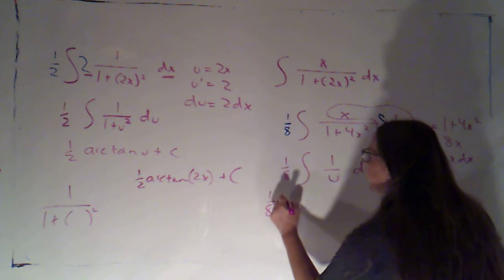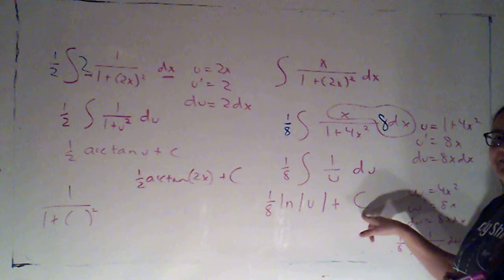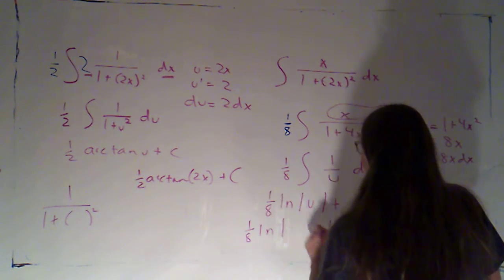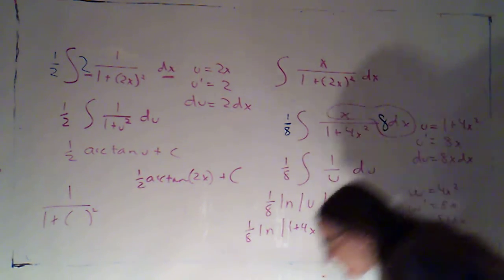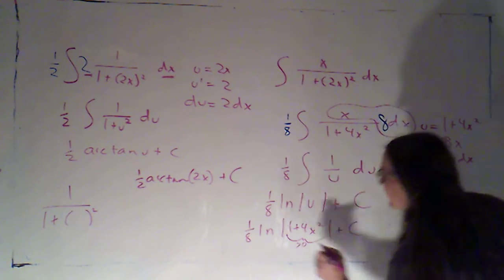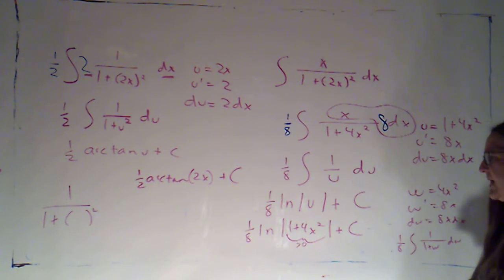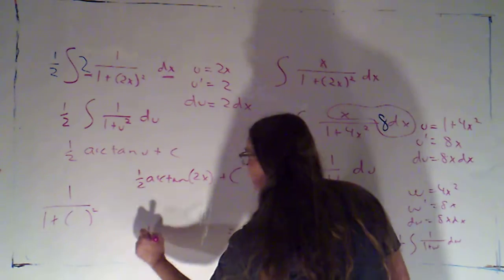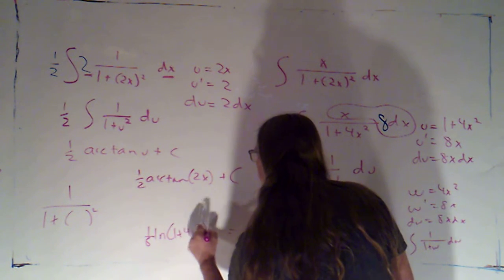All right, so then this is 1/8 natural log. Do not forget the absolute value of u, and then plus c. And so that's 1/8 natural log absolute value of 1 plus 4x squared plus c. Now at this point, I might notice 1 plus 4x squared is always bigger than 0. That's always going to be something positive. So taking the absolute value isn't going to change it. So I could say this is just 1/8 natural log of 1 plus 4x squared plus c.